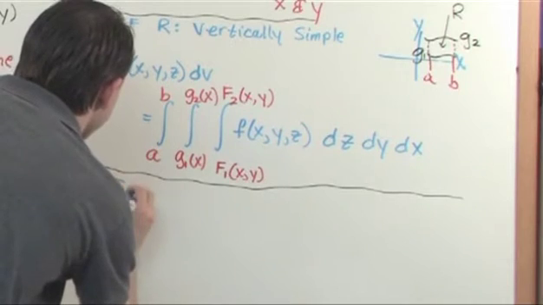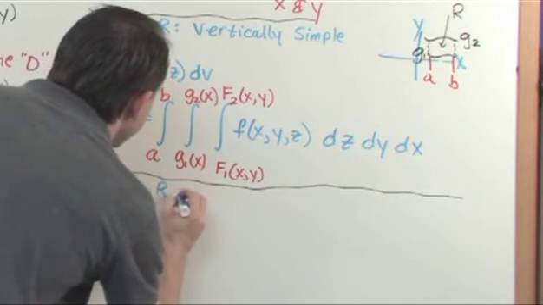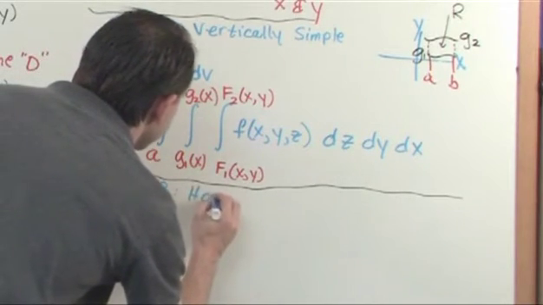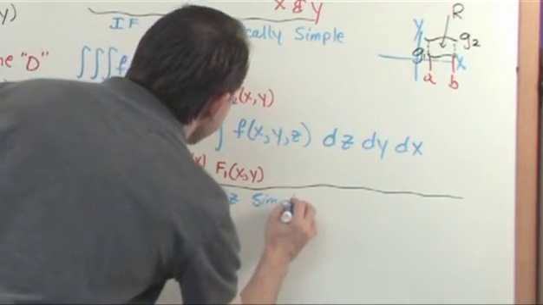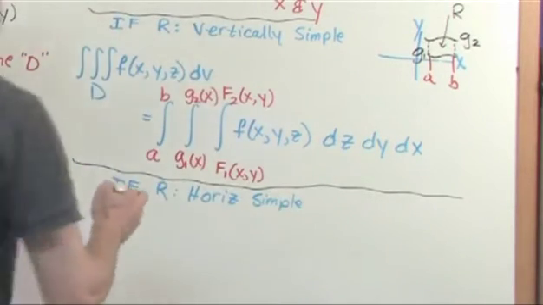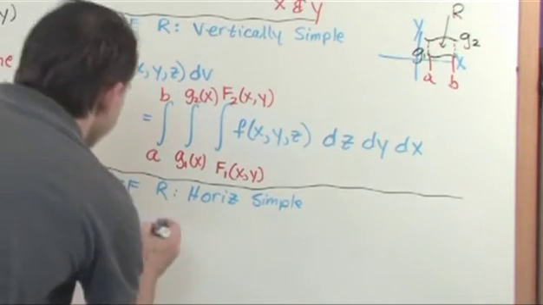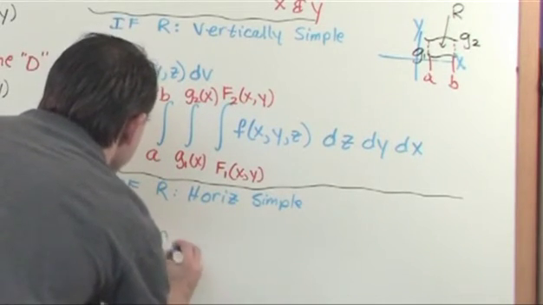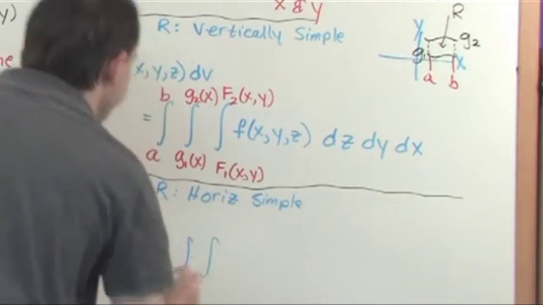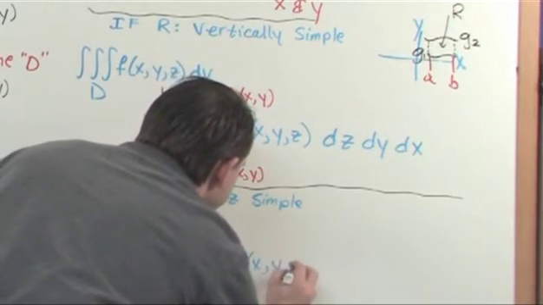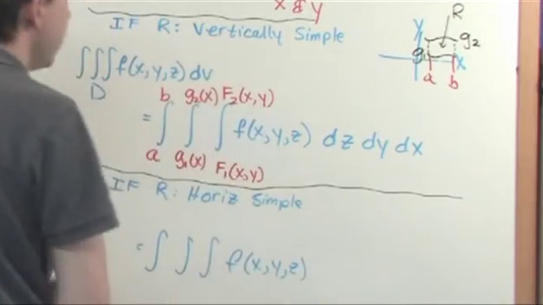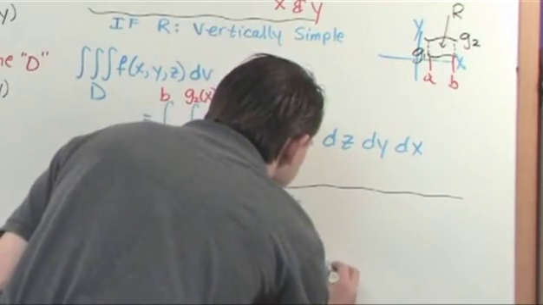If R is horizontally simple, then the integral will be very, very similar, but not quite the same. If it's going to be done like this, then it will be triple integrals, obviously. You'll be integrating this function of x, y, and z. You'll always integrate along dz first.